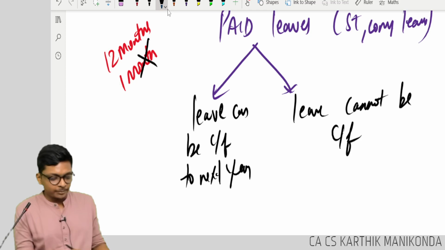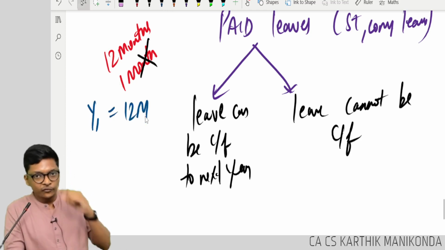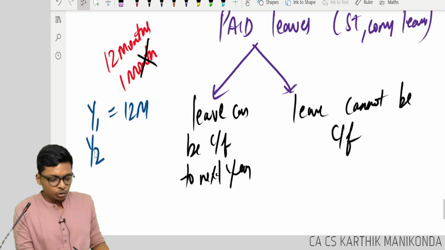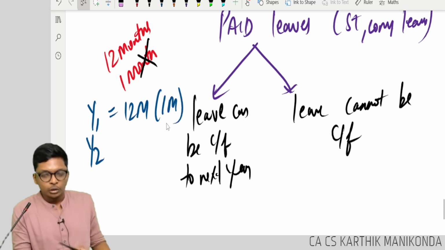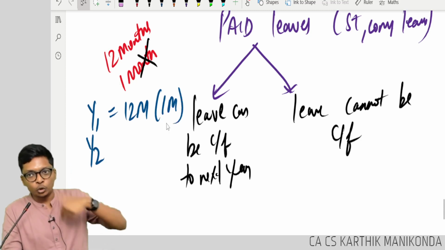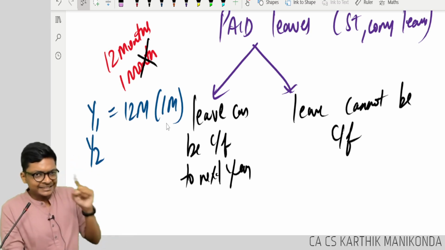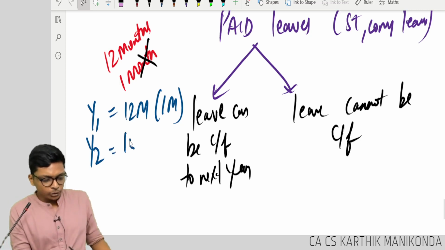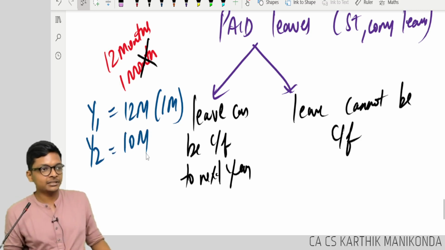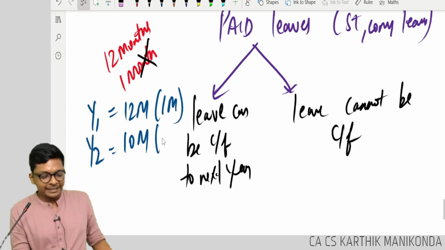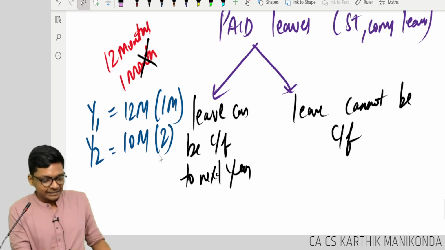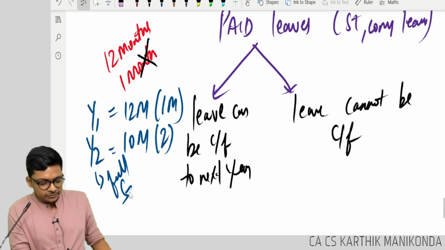I'll give a simple example. In year 1, Rajaram worked for full 12 months. How many days leave did he take? Nothing. So he has how much now? 1 month leave. He carried it forward to next year. Next year also he will get 1 month leave. Next year, he worked only for 10 months. He can take leave of 2 months, this year plus last year, and get full salary.